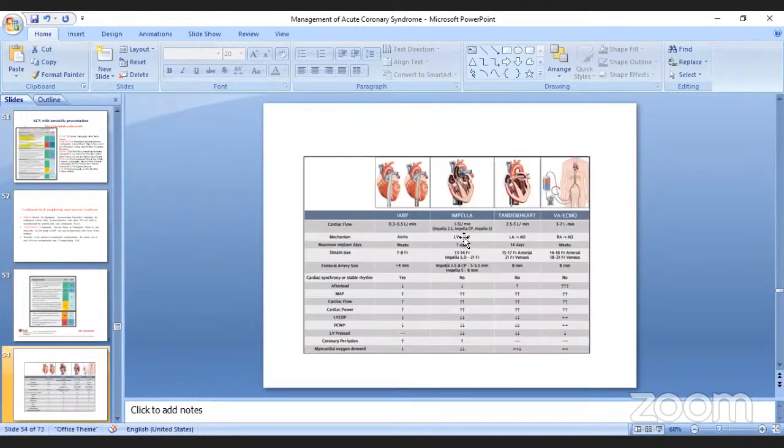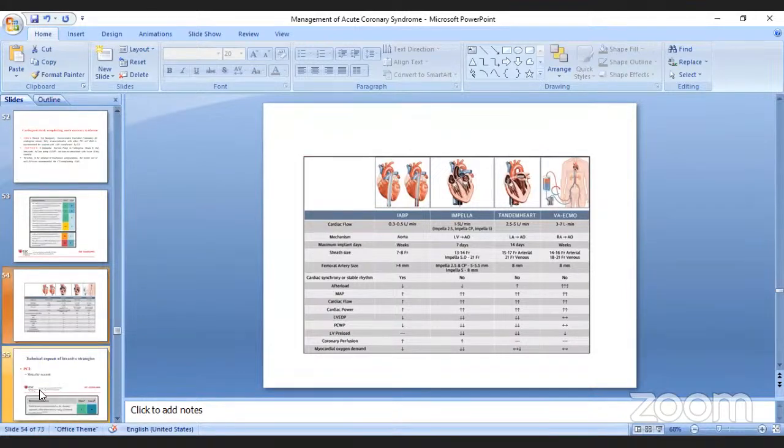So a brief account of all the mechanical circulatory devices that we know are mostly the IABP, Impella, TandemHeart, and VA ECMO. IABP tends to provide a cardiac flow of 0.3 to 0.5 liters per minute, Impella 1 to 5 liters, TandemHeart 2.5 to 5 liters per minute, and ECMO 3 to 7 liters per minute. So all these are the mechanical circulatory devices which can be used for a short period as a bridging mechanism.